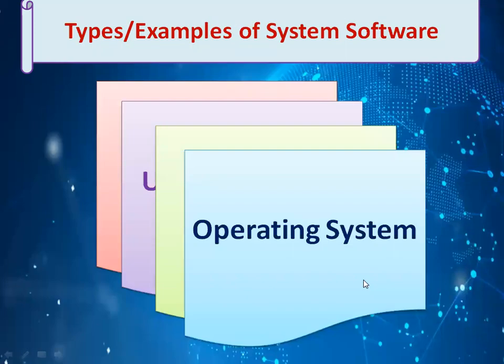Types and examples of system software. The major example and type of system software is the operating system. An operating system is a set of programs that manages all computer components and operations. A computer cannot work without an operating system. Users interact with the computer through the operating system. We have different types of operating systems like disk operating system or DOS, GUI operating systems, and Android. There are lots of operating systems available nowadays.